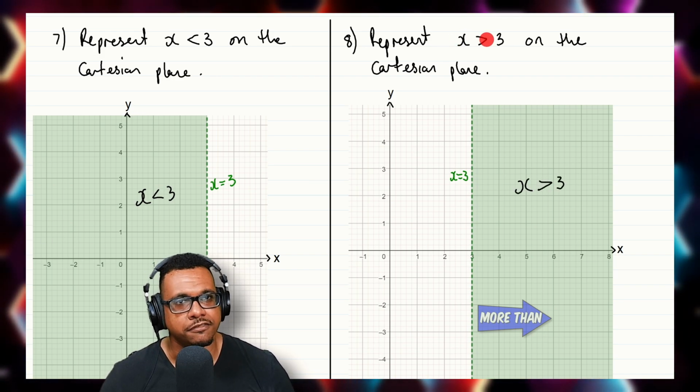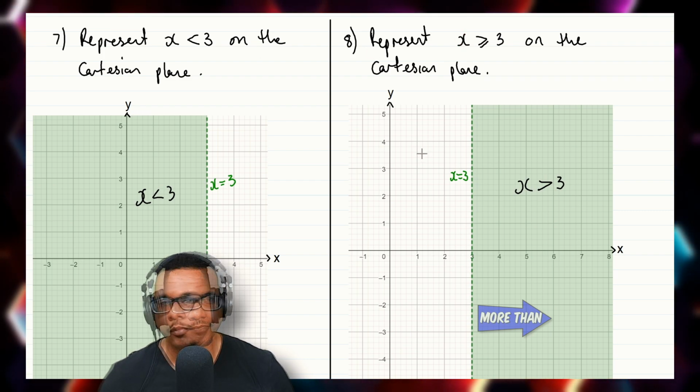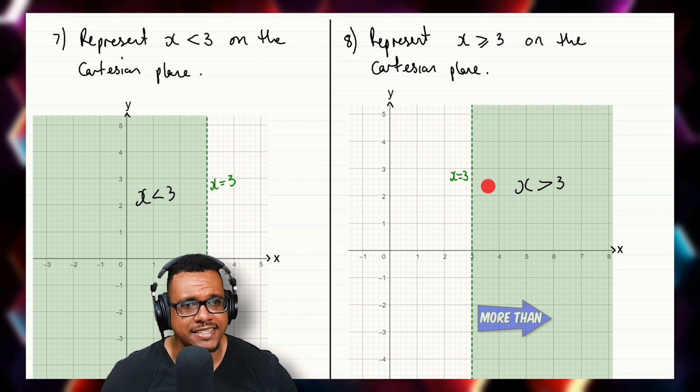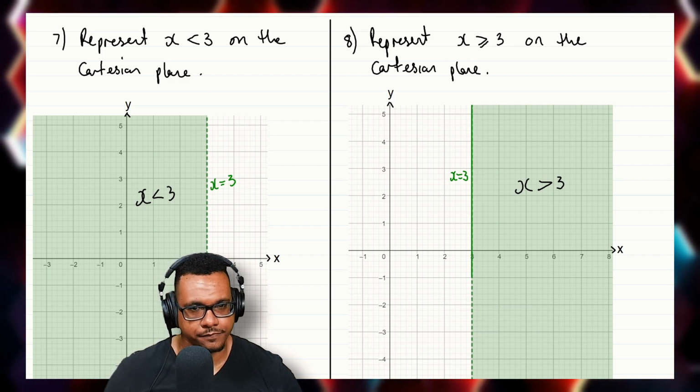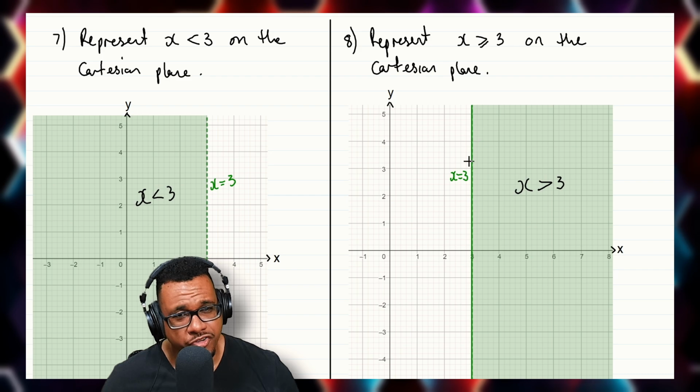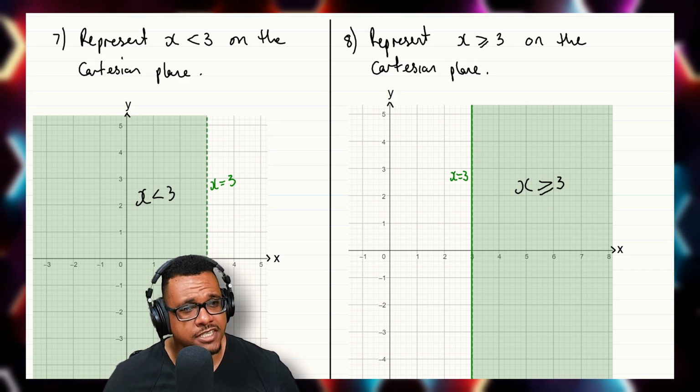Now again, if we wanted to convert this to x is greater than or equal to 3, we would convert our boundary line from being dotted into a solid line. And now that the boundary line is solid, the shaded region will represent x is greater than or equal to 3.